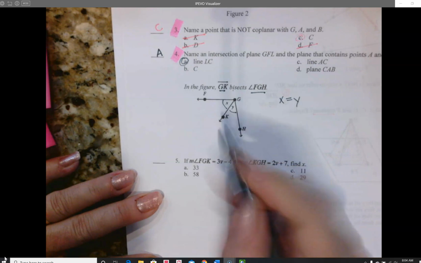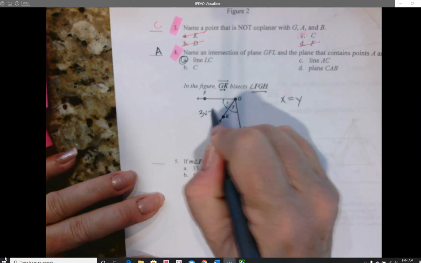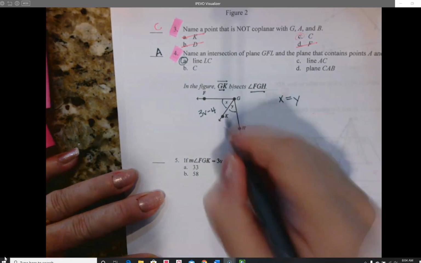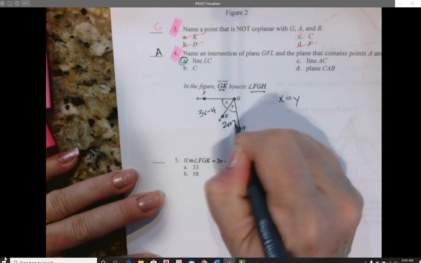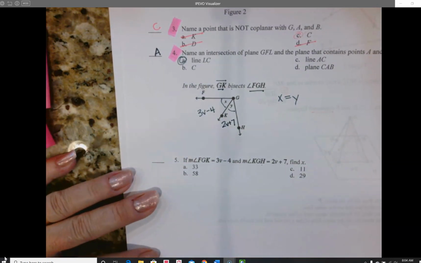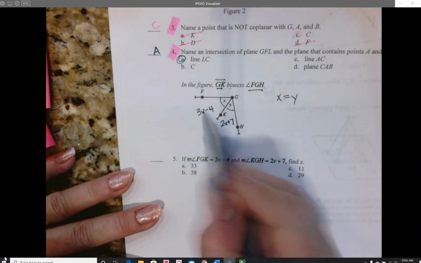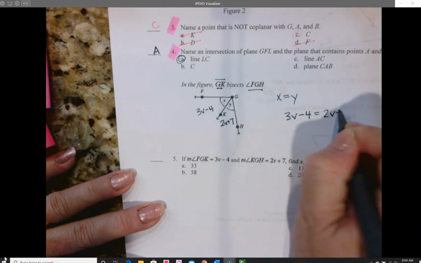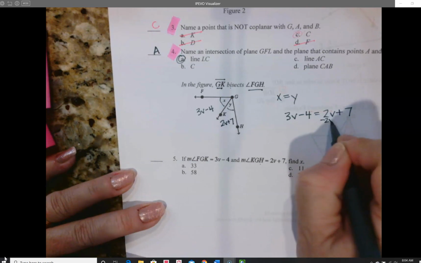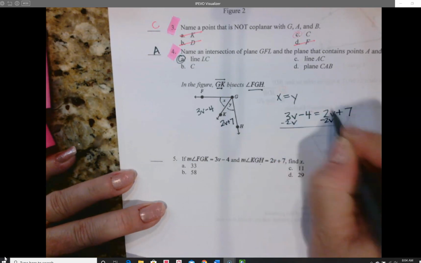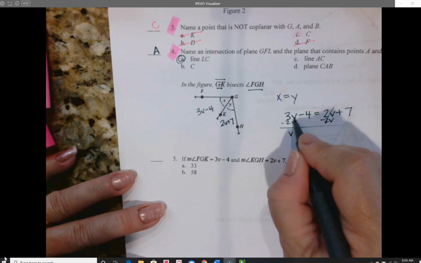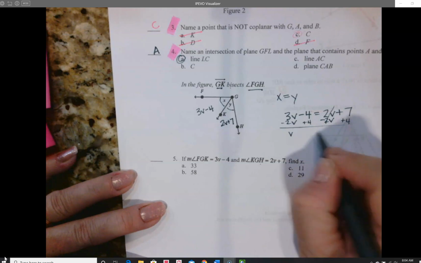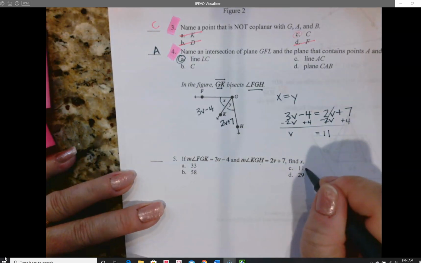So FGK, I'm going to label 3V minus 4. And KGH, I'm going to label 2V plus 7. Since they are equal to each other, I'm going to set them equal, and then I'm going to solve for V. Just keeping in mind, 3V minus 2V is 1V. Then I'm going to add 4 to both sides. So V is 11. And notice 11 is one of my choices.